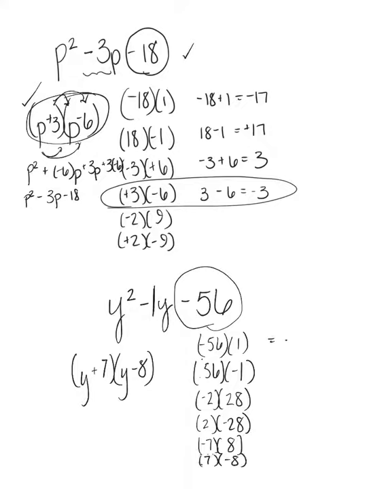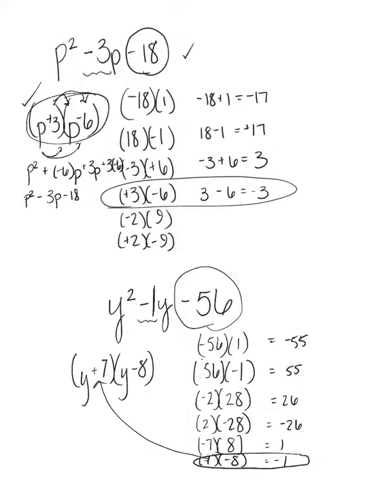Difference here is negative 55. Difference here is positive 55. Difference here is 26. Difference here is negative 26. Here my difference is 1. Here my difference is negative 1. Which one do I want to use? I want to use the one that gives me negative 1. My 7 minus 8. So my 7 is positive and my 8 is negative.